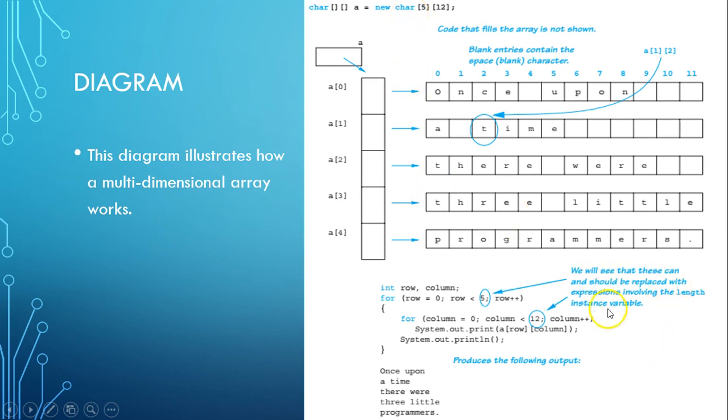And then we can see right here with the code, it says these constants should be replaced with expressions involving the length instance variable, which I'll talk about coming up. So for row equals 0, row less than 5, row plus plus, for column equals 0, column less than 12, column plus plus, System.out.print a[row][column], System.out.print just a space. And this, in this case, will produce the following output, because you notice there are characters stored in here: Once upon a time, there were 3 little programmers, because that's what's stored in the array itself.